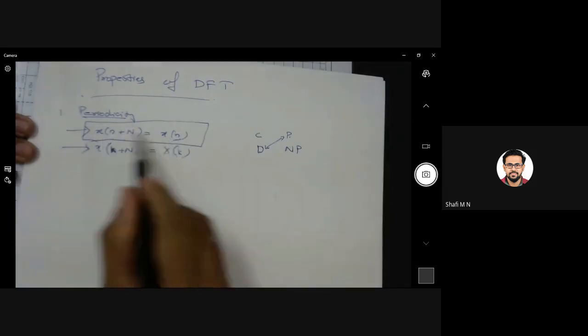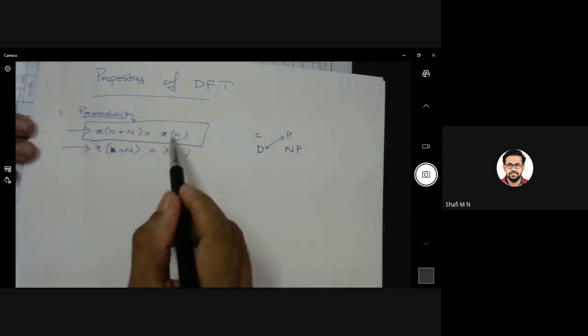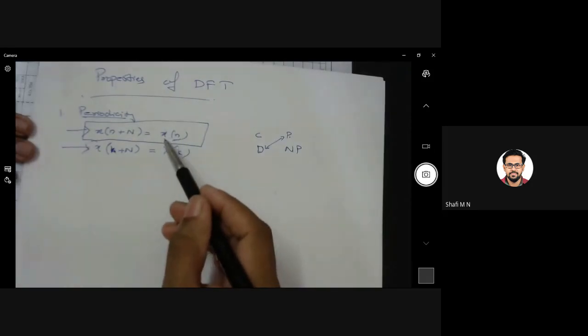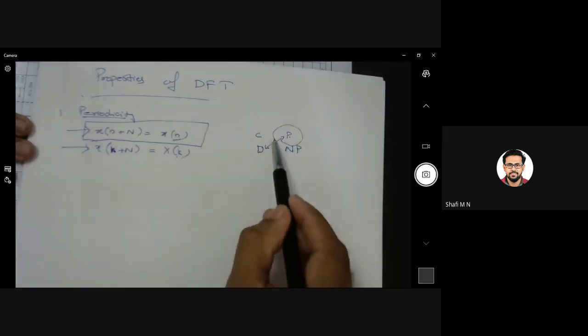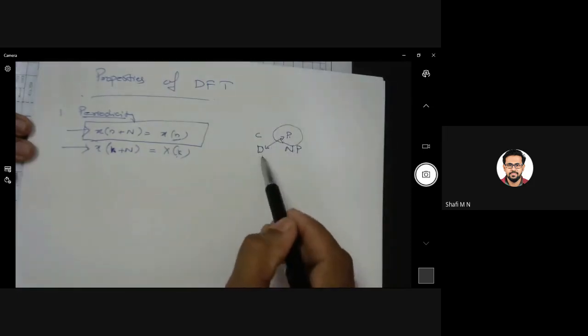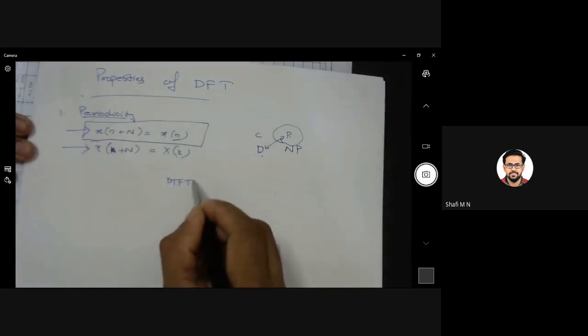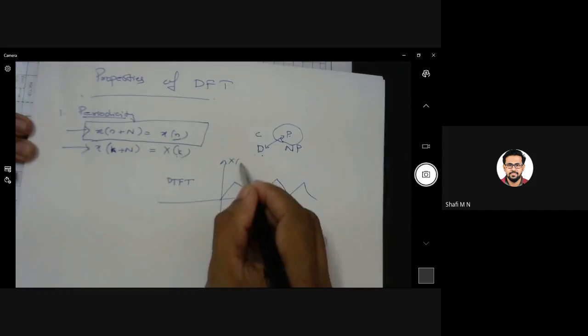Your signal in time domain is also periodic. Actually your signal was not periodic in time domain, but it became periodic. Again periodic. You look at this point. Periodic in the other domain, discrete, while taking DTFT. While taking DTFT, your spectrum was continuous. Something like this. This was your X of e power j omega.